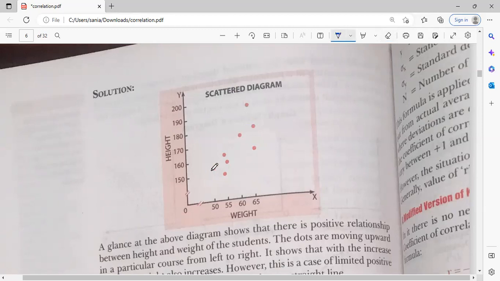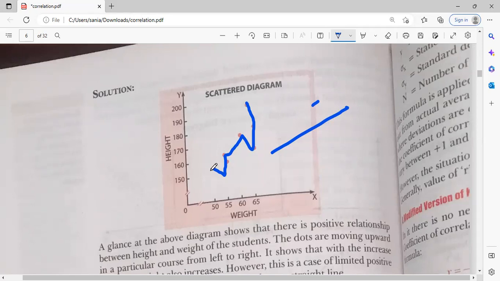Over here, what is happening? They are increasing. This, right? They are increasing. Yes or no? Yes, ma'am. Yes, but I told you they are increasing, but they are not forming a straight line, right? So over here it is a positive relationship, but here there is no relation because they are not moving along the line. They are moving upward, right? Clear?